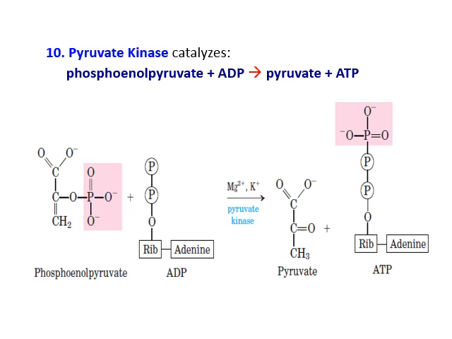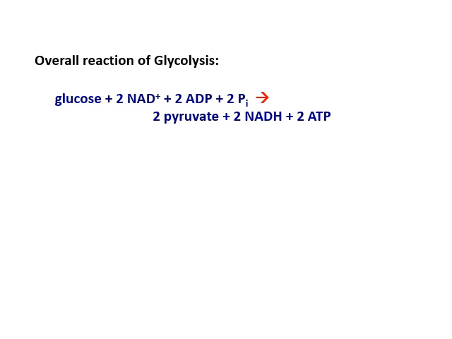In glycolysis, the energy yield from one molecule of glucose is 2 molecules of ATP and 2 molecules of NADH. So this is the overall process of glycolysis.